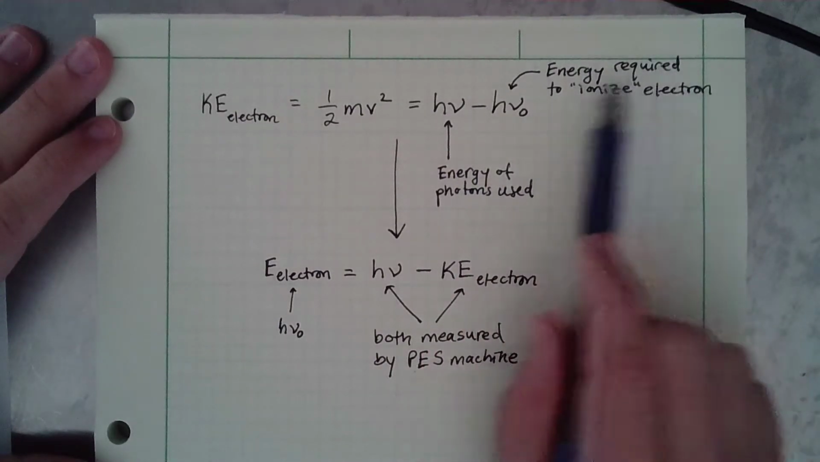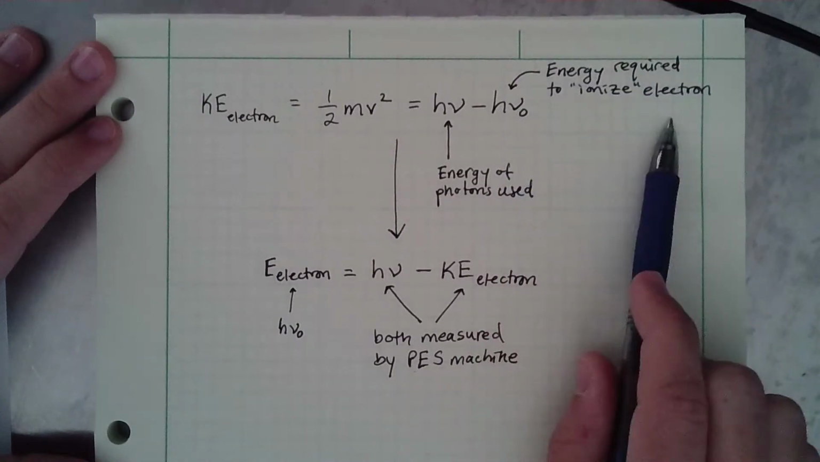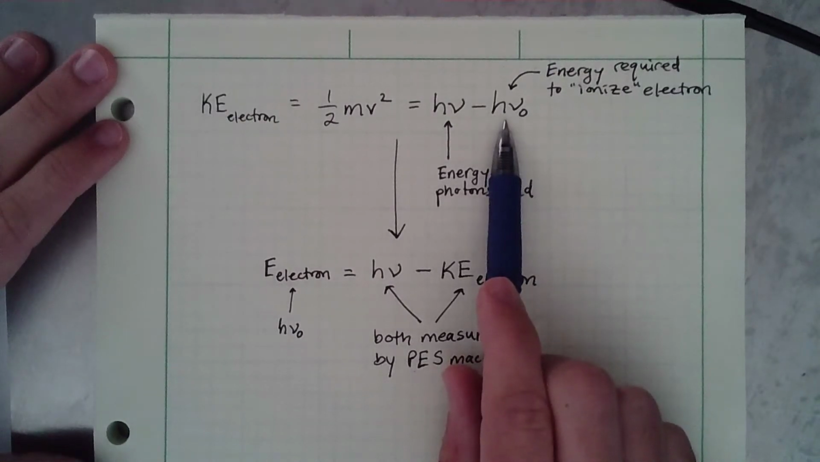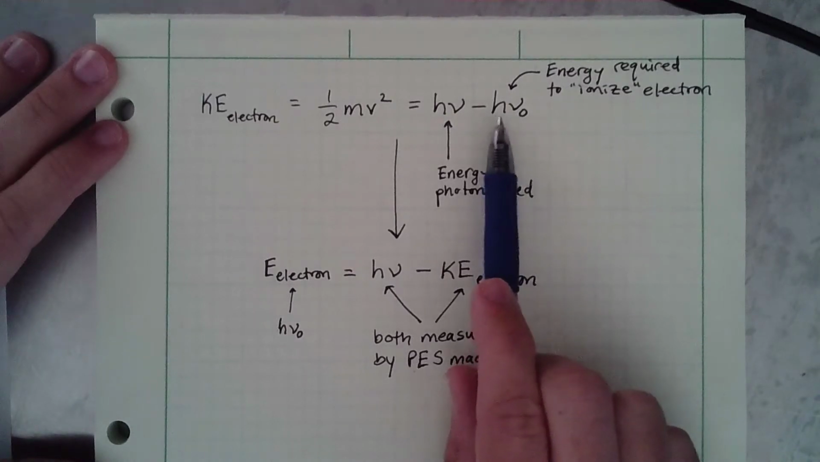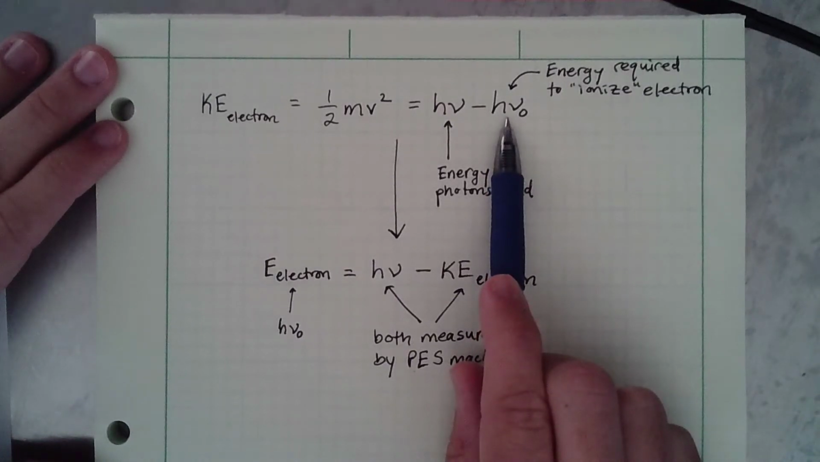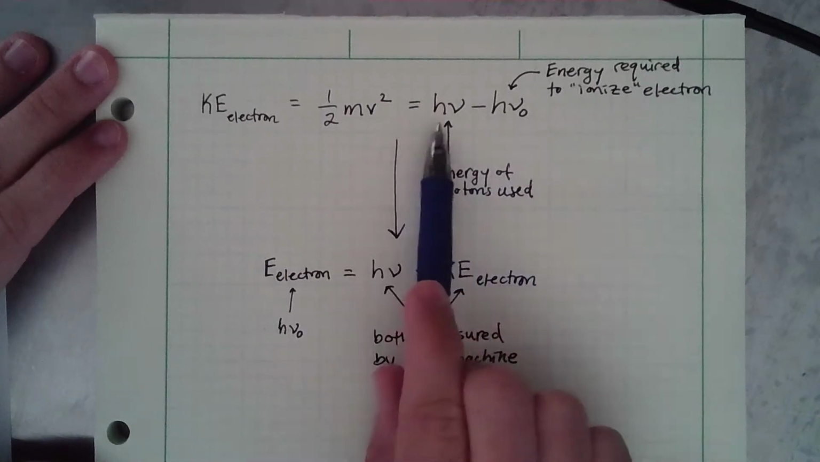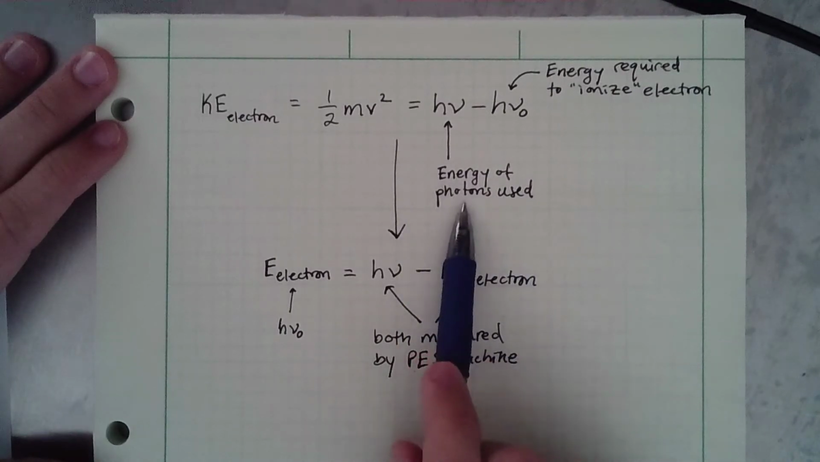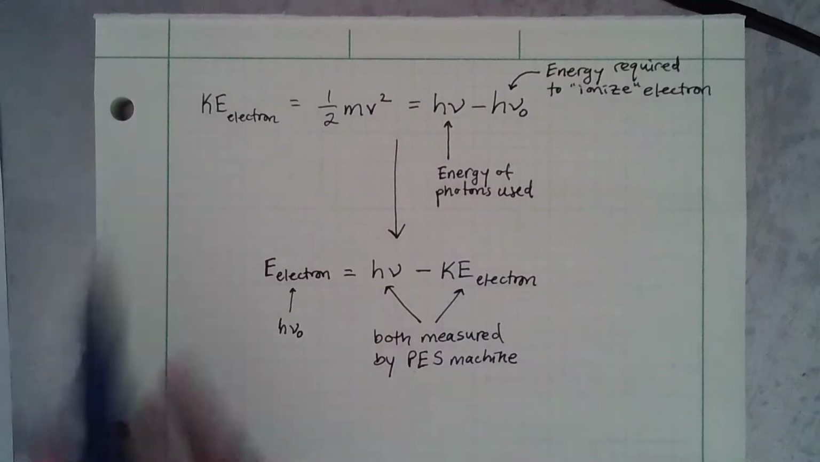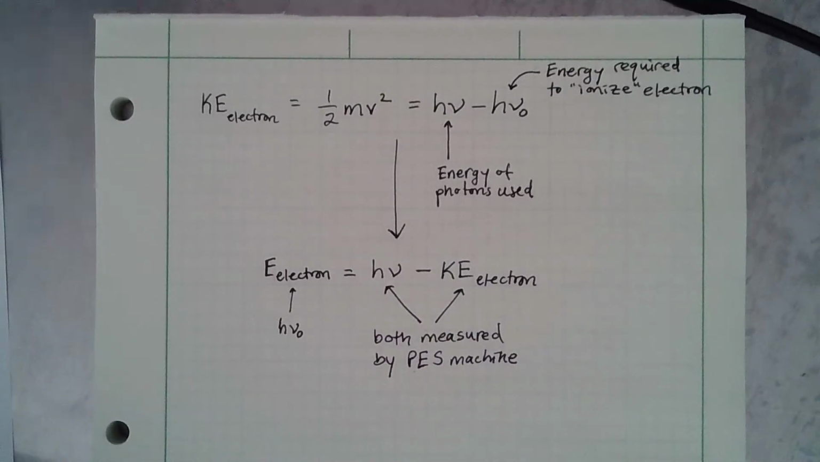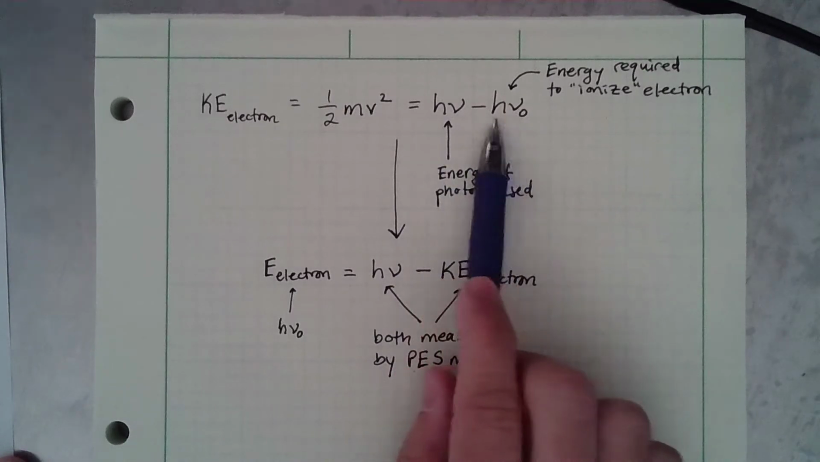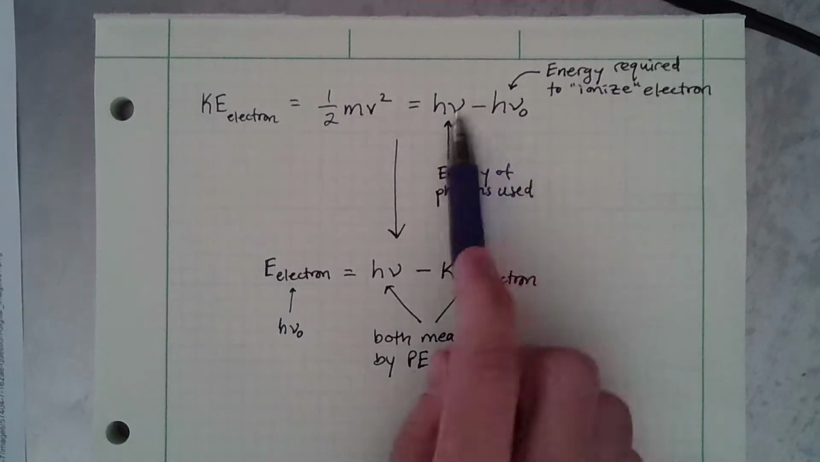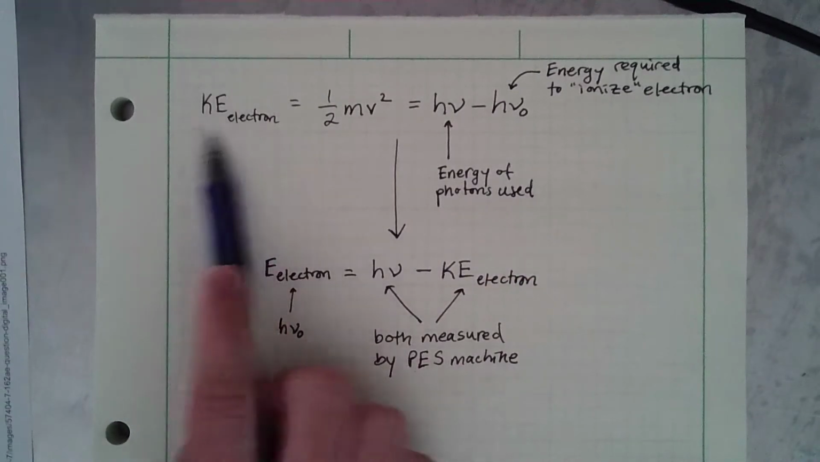So the energy required to ionize the electron, that's that minimum value we were talking about before, right? That's the minimum amount of energy needed to release an electron from an atom. That's what this term means right here. This term is the total amount of energy used by the photons. So the photons are what get shot at the atom, and you take that value, you subtract the amount that's needed to get it out of the atom in the first place, and what you're left with is the energy of the electron, or the kinetic energy of the electron.